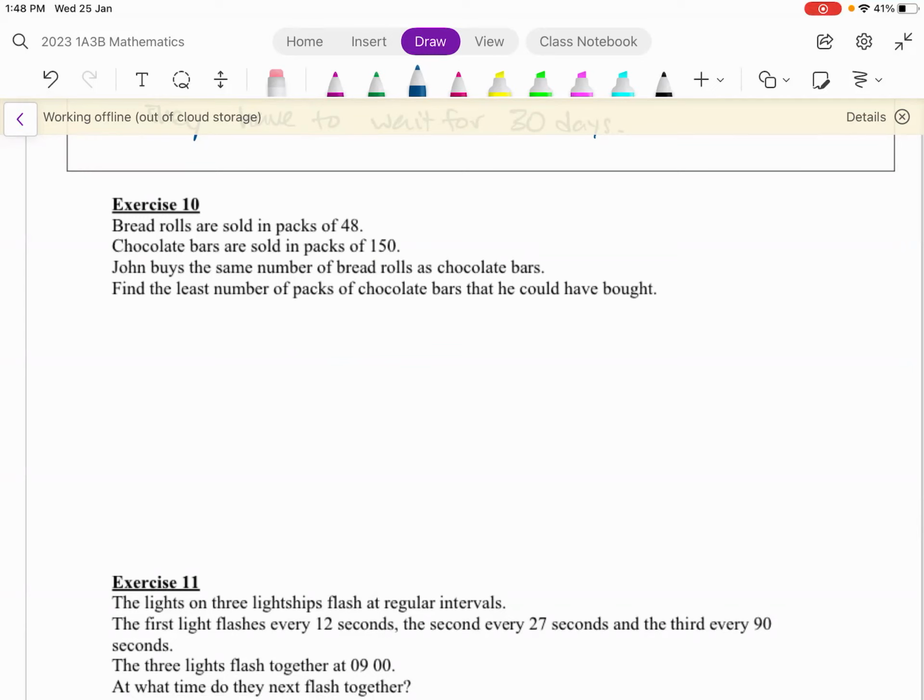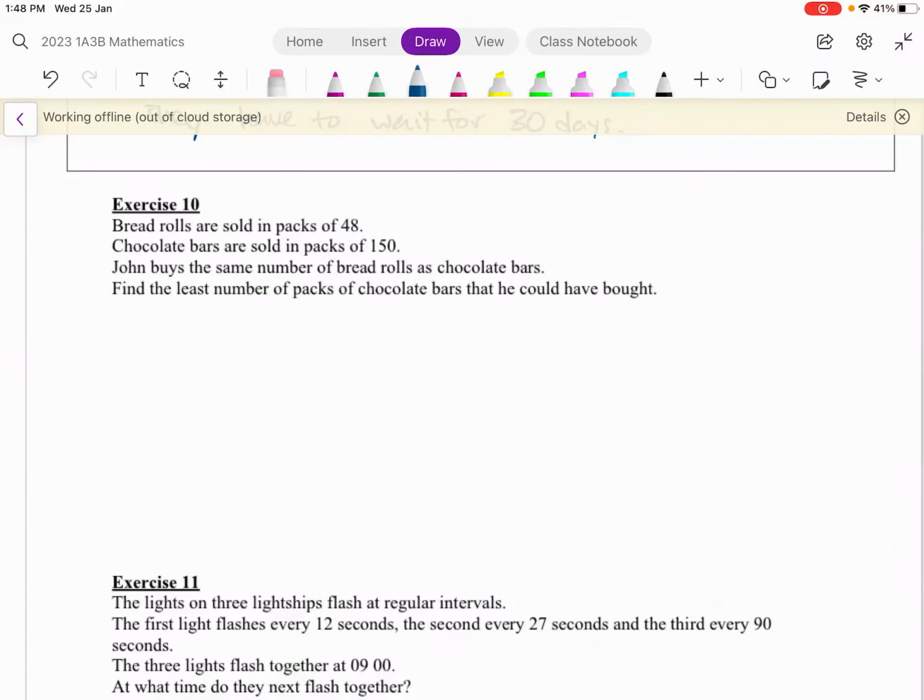The bread roll, wow, 1 pack, 48 of them. Chocolate bar, 1 pack, 150 of them. Somehow he bought the same number of bread rolls and chocolate bars. Find the least number of chocolate bars that you could have bought. Is this a question on HCF or LCM? Think. HCF or LCM question? Yes, it is an LCM question.